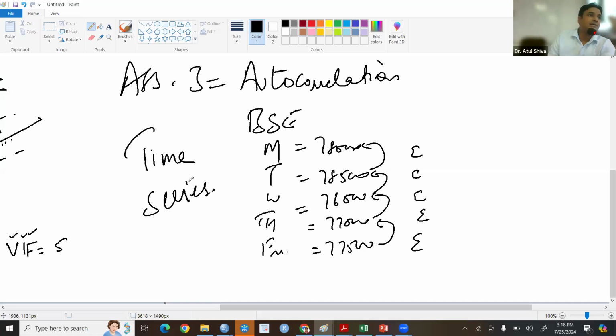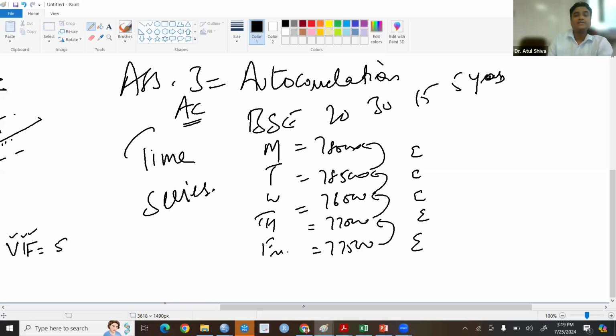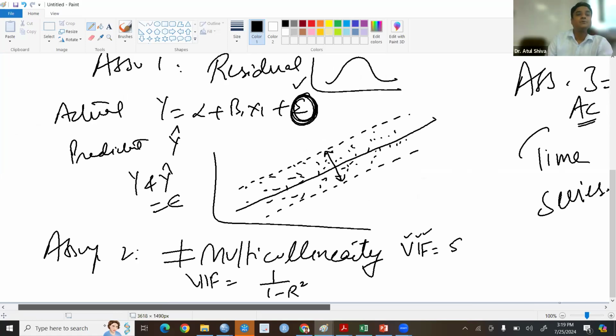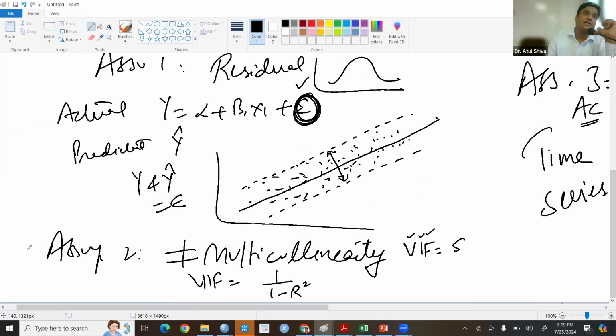In cross-sectional data, multicollinearity is not an issue because we are collecting data for a particular period of time, 2 months, 3 months. When we collect data for 20 years, 30 years, 15 years, 5 years, then you have to investigate that autocorrelation should not be there. Autocorrelation is written AC. In cross-sectional research, these two are investigated: my residual should be normally distributed and there should not be multicollinearity of the variables.